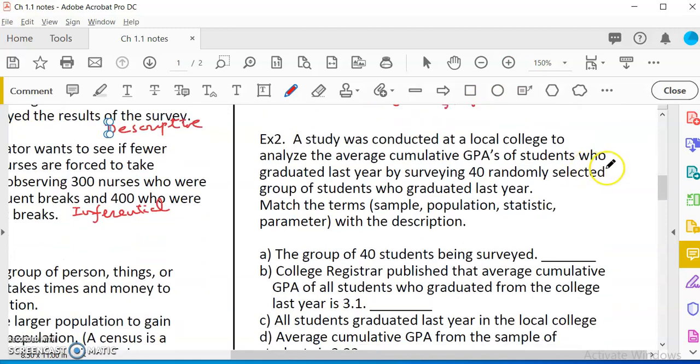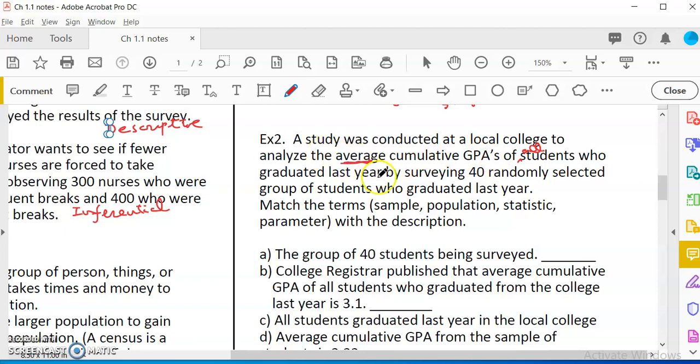So the second thing we want to talk about is mixing them together. We have sample, population, statistic, and parameter, and maybe we can talk about what the data are that they're collecting and what the variables are. A study was conducted at a local college to analyze the average GPA of students who graduated last year. So you want to find out the average GPA of all students. So I suppose it is all students. So that would be your target group. You want to know the average cumulative GPA of all the students.